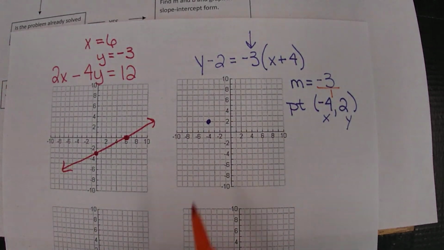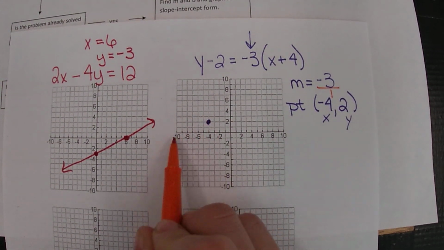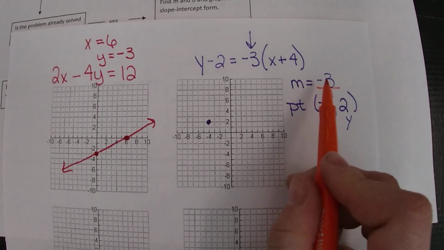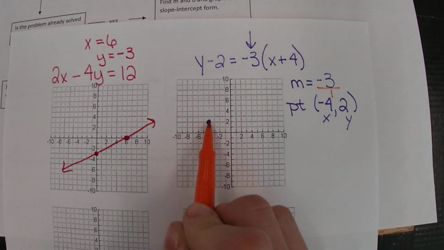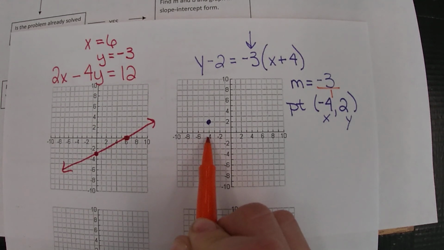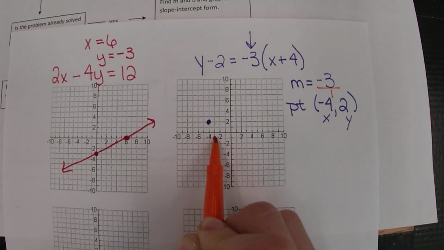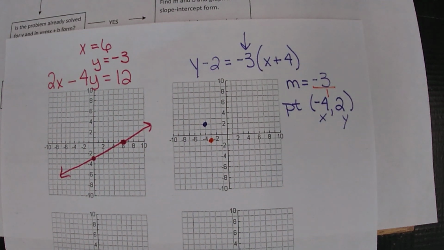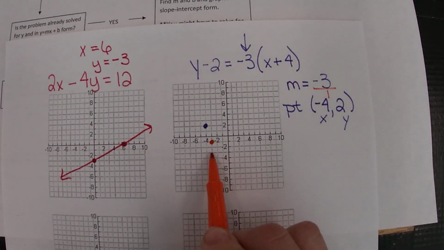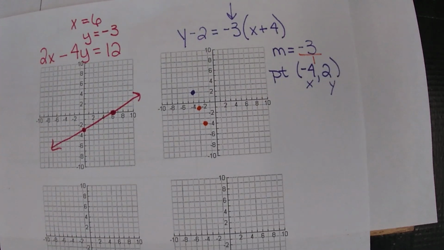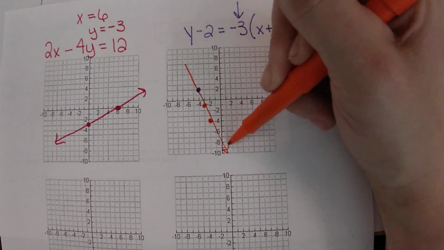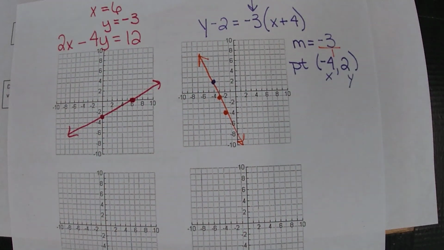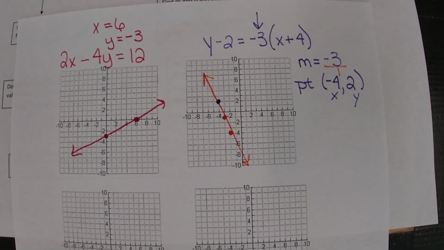From the point I made, not from the origin, not from anywhere else, I'm going to count a rise of 3. We said if that's negative, that says down 3. And then it's over 1, so we're going to go right 1. I said we'll count that twice just to make sure we don't mess up, so I'm going to go down 3, right 1 again. And there's my graph in point slope form.